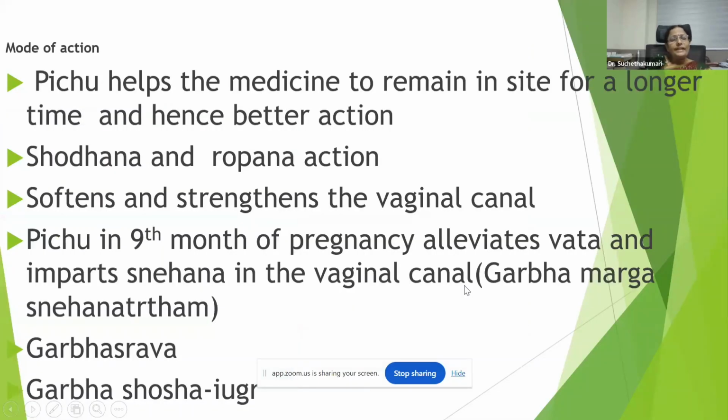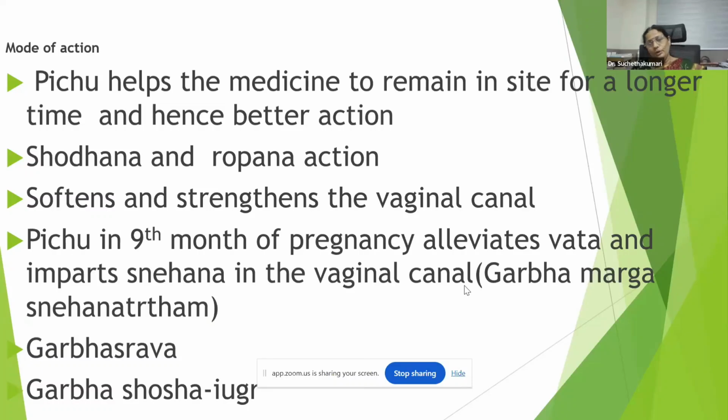Here, the mode of action helps the medicine remain at the site for a longer time, and there is better action. It can also give Shodhana and Ropana action depending upon the drugs we have selected, and also it softens and strengthens the vaginal canal. Next, pichu in the 9th month of pregnancy helps in the elevation of Vata, and it imparts snehana in the vaginal canal.